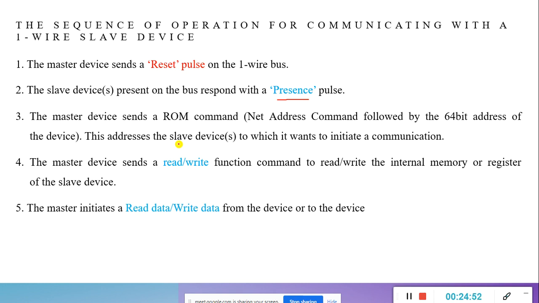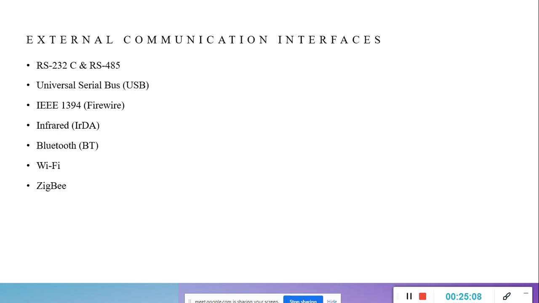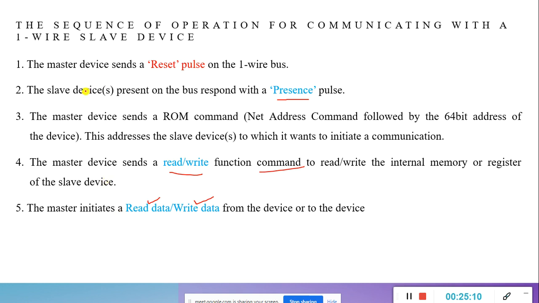Then once it sends this command, it initiates the read data or write data from the device or to the device. Read from the device or write to the device, that's the meaning here. So this is all about the operation regarding the one wire slave device.